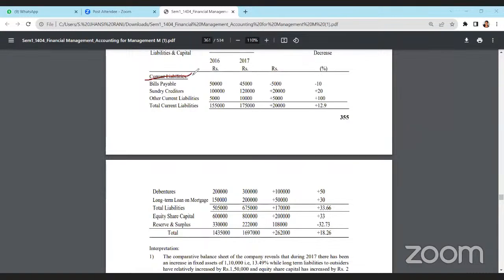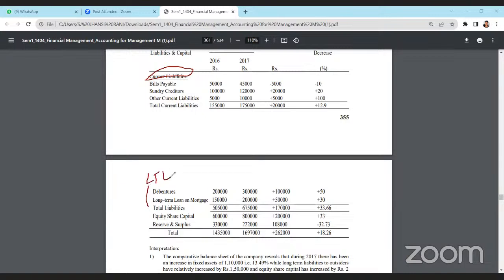Current liabilities, the first heading. Under that, all current liabilities. Again, debentures and long-term loans. Even if you write them, we cannot write them as capital. Why? Because it does not come under capital. They are long-term liabilities, we can call them. And this is long-term liabilities.